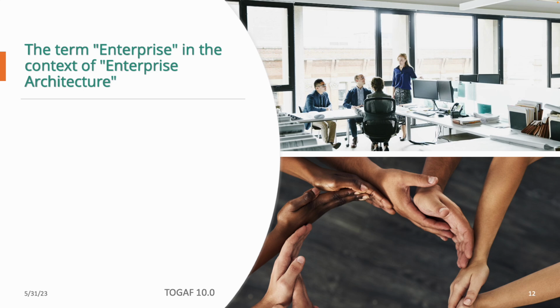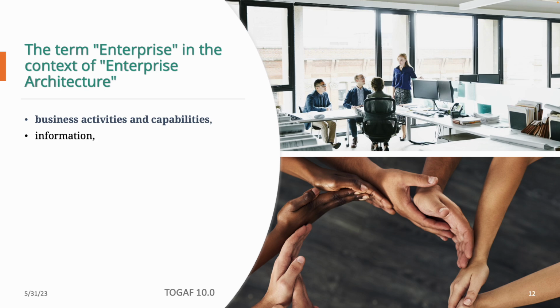Now, the term enterprise in the context of enterprise architecture: the components in the enterprise include business activities and capabilities, information, and technologies. Business activities and capabilities refer to the various processes, functions, and operations that an enterprise takes to achieve its goals. It encompasses the day-to-day activities, strategic initiatives, and core competencies of the organization.